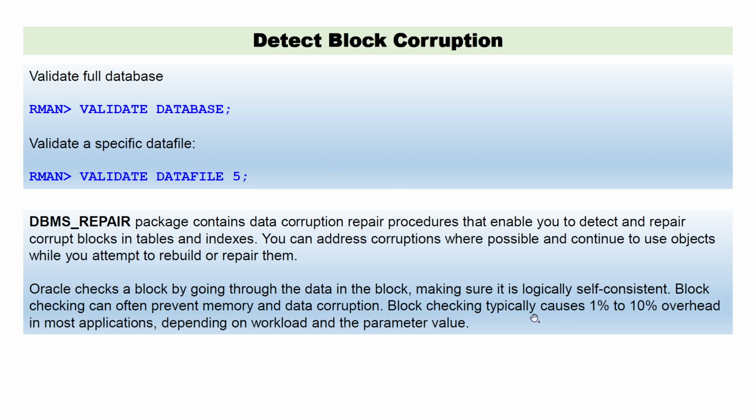Block checking typically causes 1 to 10% overhead in most applications, depending on the workload. So you should avoid doing the block checking while the database is up and running or heavily used, because it will create an overhead.